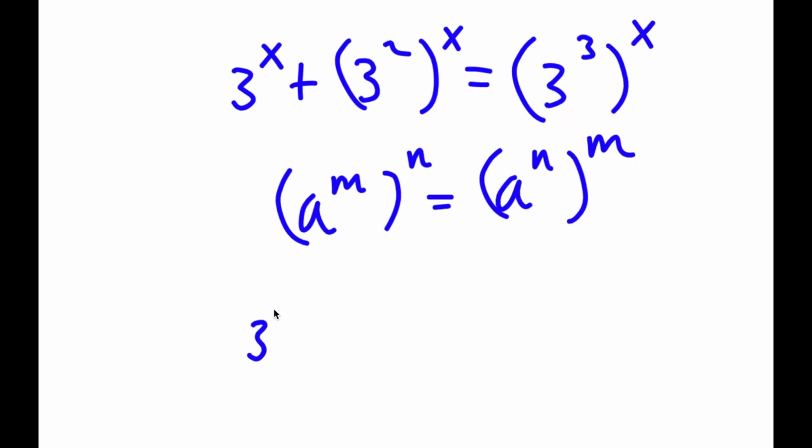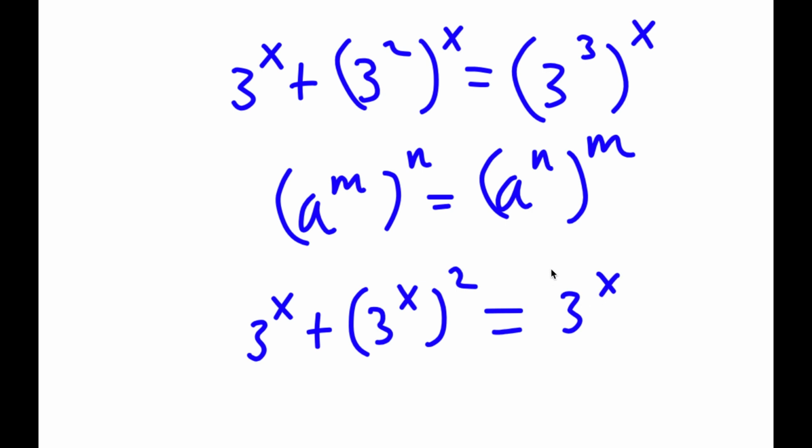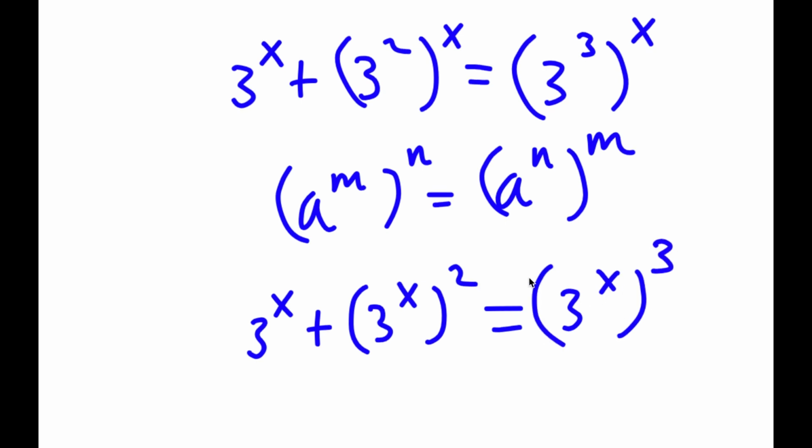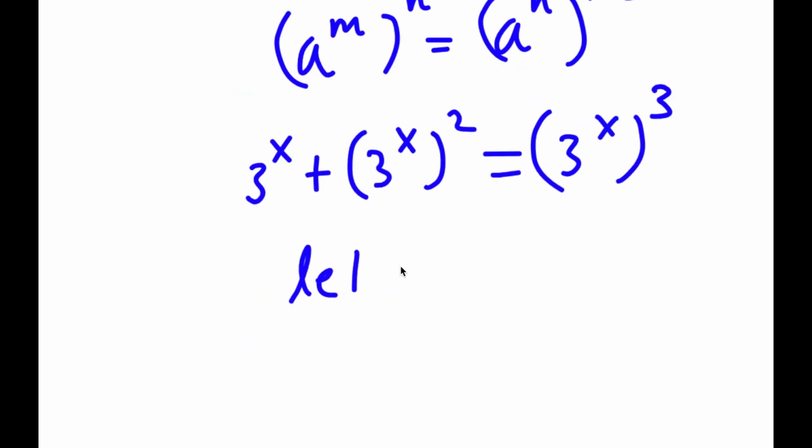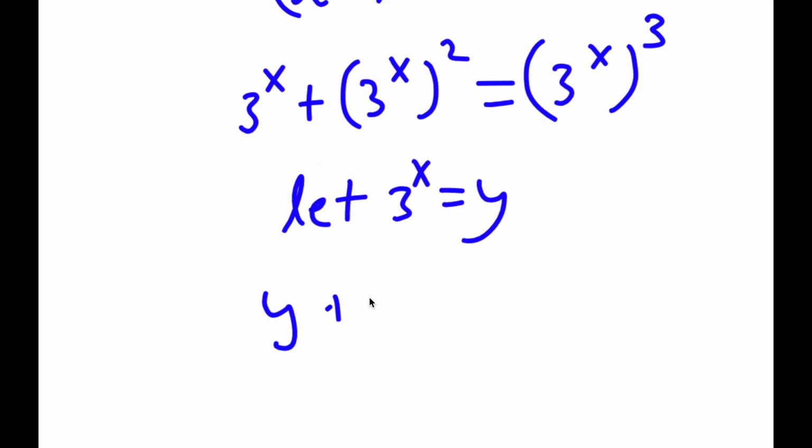So I can rewrite these as 3 to the power of x plus 3 to the power of x to the power of 2 is equal to 3 to the power of x to the power of 3. Now I'm going to let 3 to the power of x equal to y. So now I have y plus y squared is equal to y to the power of 3.